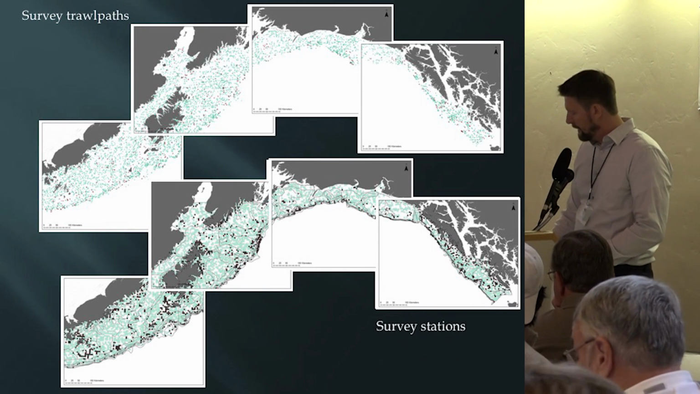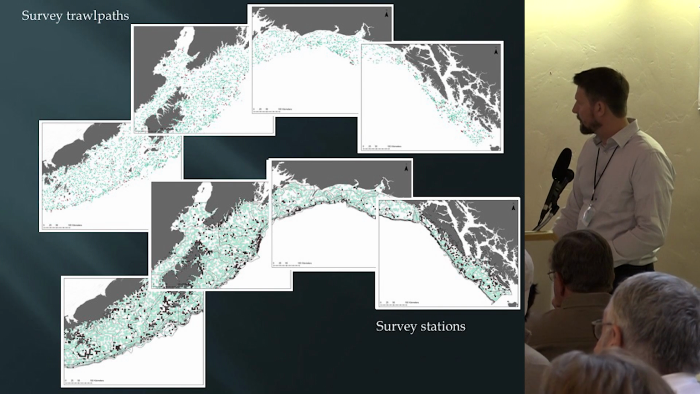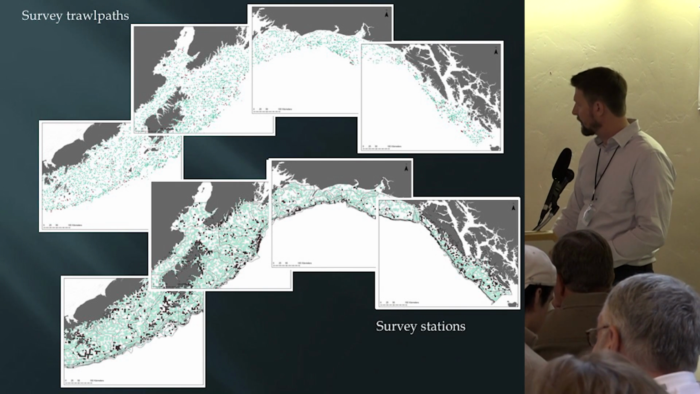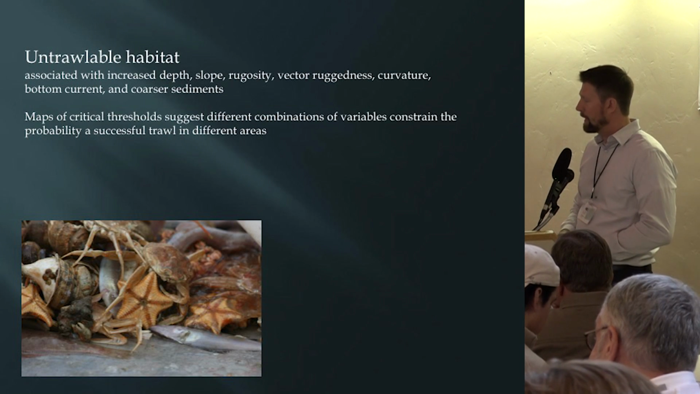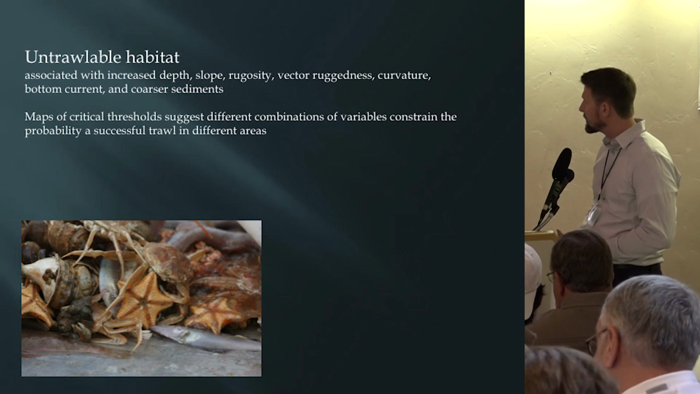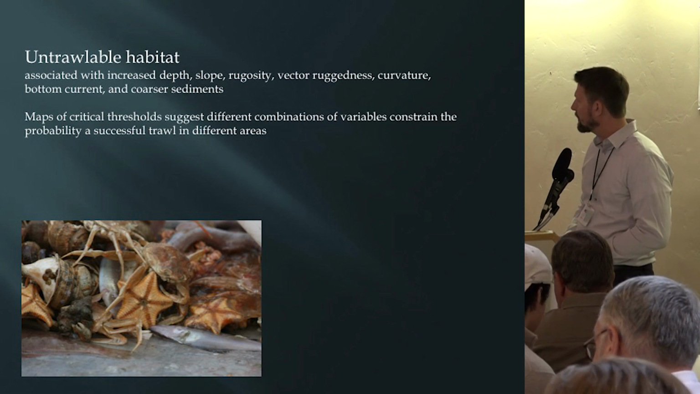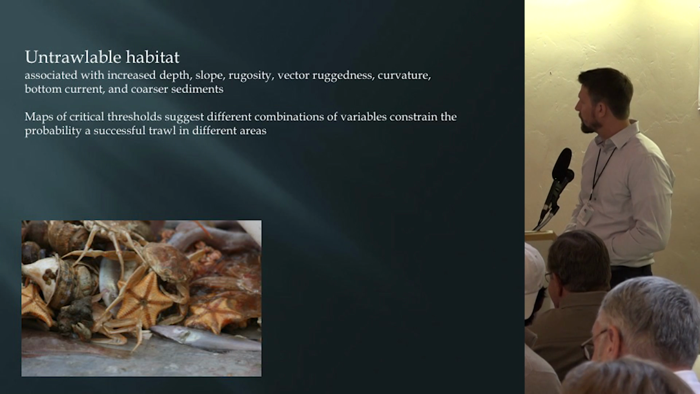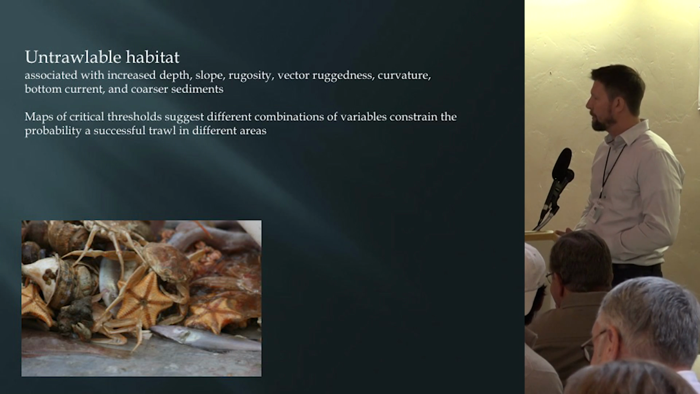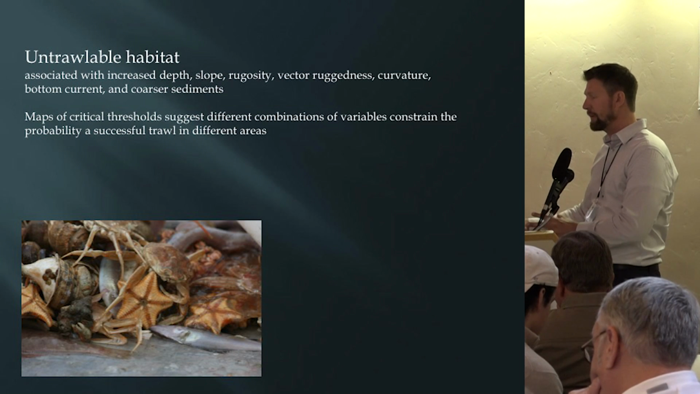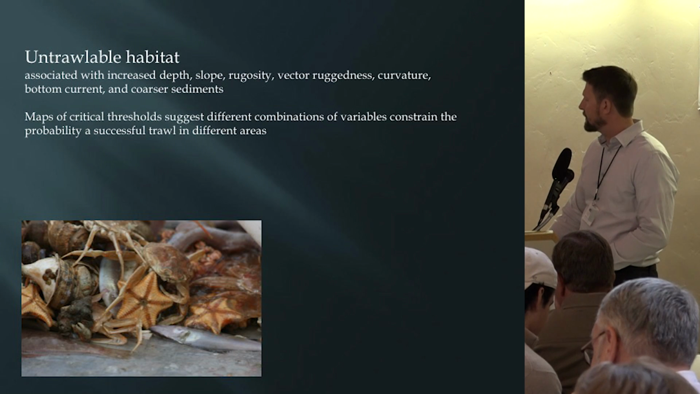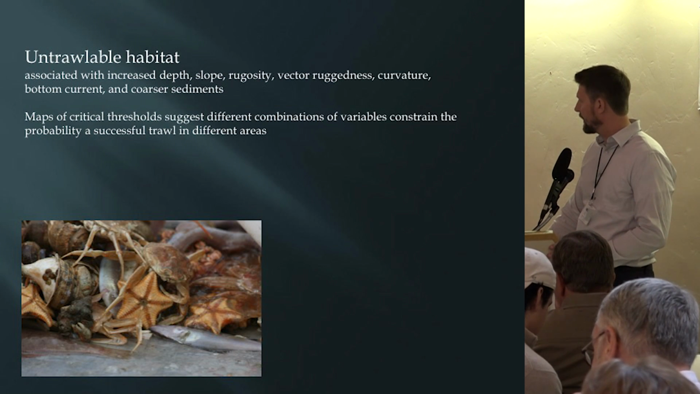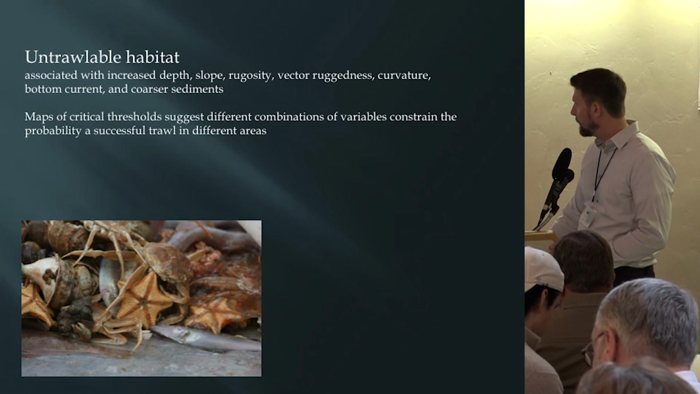We looked at trawlable and untrawlable habitat according to both of these two scales, so on towpaths and then within stations. What we found is that untrawlable habitat was associated with increased depth, with increased slope, rugosity, vector ruggedness, and curvature, as well as with coarser sediments. But we found that which were the limiting factors depended on where you were within the system. Different areas had different combinations of attributes limiting whether or not it was trawlable.